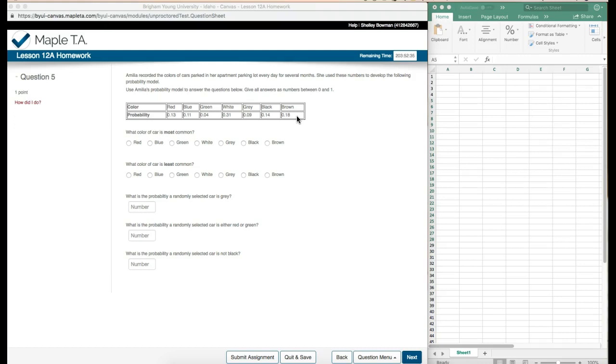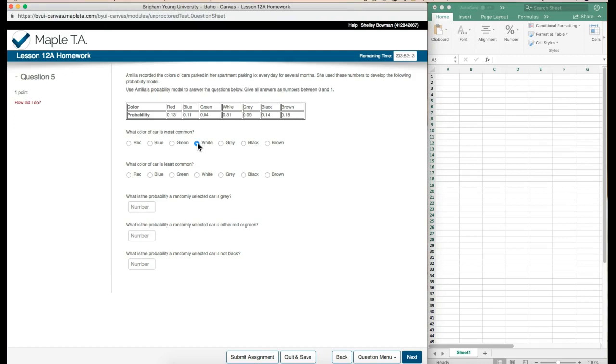Okay, the question says, what color of car is most common? So I want the largest percent, or in this case decimal, for the most common color. And the most common seems to be right here, white. I don't see anything else above 0.3. The others are all smaller, so we're going to pick white.